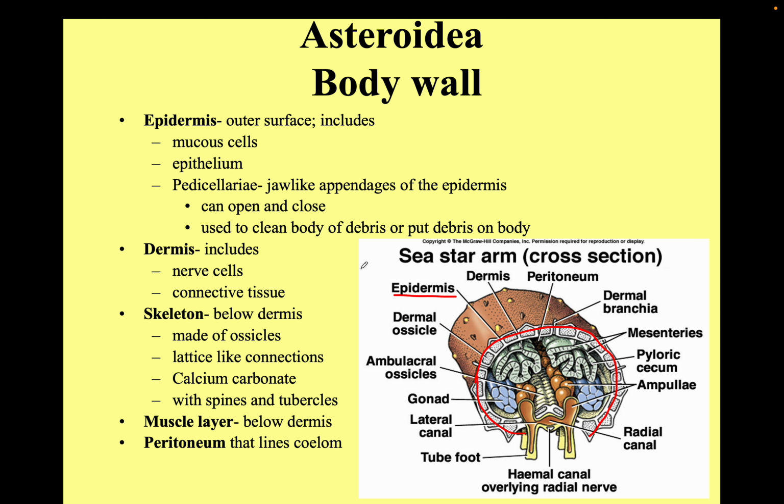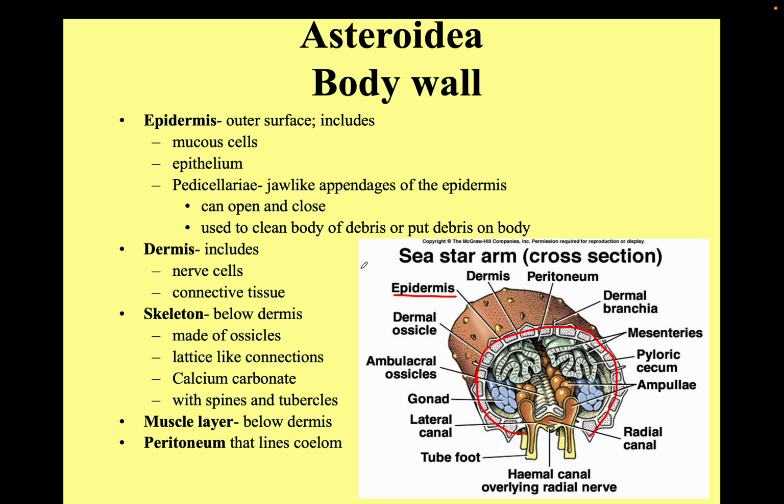And these appendages allow the animal to clean its body of debris that is acquired as it travels or as it stays in a particular environment. The dermal tissue includes the nervous system, the nerve cells and connective tissue that allow the animal to sense stimuli from its environment.